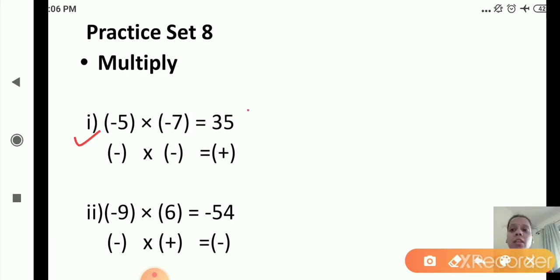So 5 sevens are 35 and you will not write down the sign here because the answer is positive. Or if you are writing plus 35 then also it is correct. Then the second one is minus 9 multiplied by 6. 9 6s are 54. First number is negative and the second number is positive. So minus plus minus. One integer is negative and the second integer is positive, then the product is a negative integer. So minus 9 multiplied by 6 is equal to minus 54 is the answer.